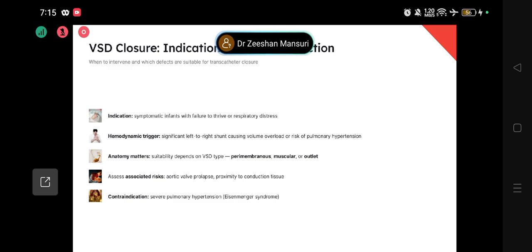The anatomy matters: for perimembranous or mid-muscular defects, you can do a device closure, but if it is subaortic, or restricted by the septal tricuspid leaflet, or very near to the aortic valve, then you may require surgical closure. There is an associated risk of aortic valve prolapse or proximity to the conduction tissue, and a contraindication is Eisenmenger syndrome. As we discussed in the cath study, if the PVRI is too high, more than 8 or more than 12, and Qp:Qs is less than 1, then it is irreversible. Damage has already been done, and to close the defect is like killing the patient early.